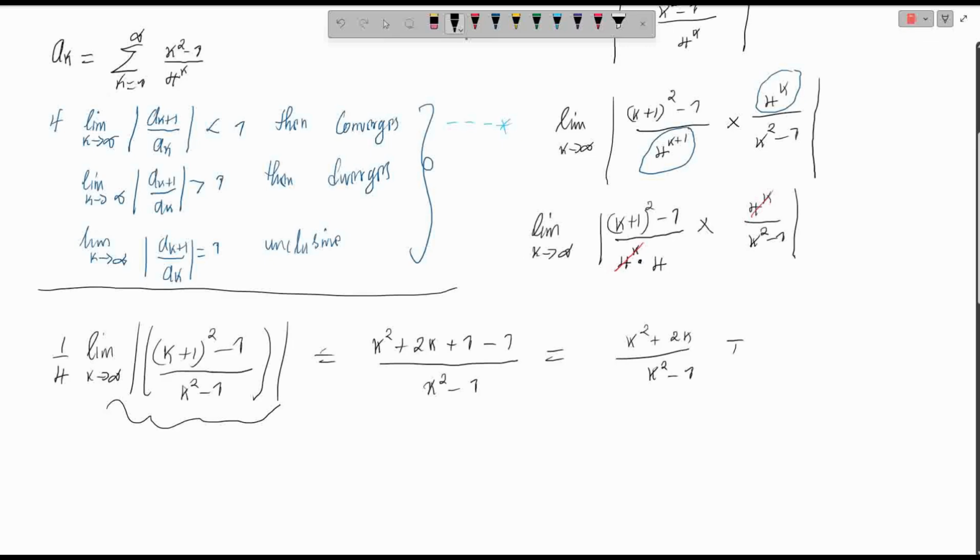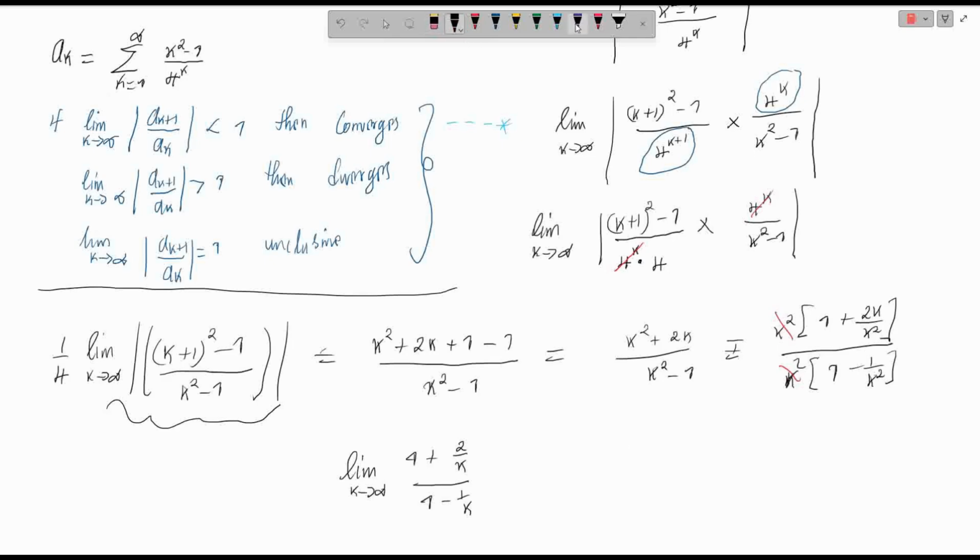Now we're going to factor out k squared in the numerator. We'll be left with 1 plus 2k all over k squared. We'll factor out k squared in the denominator, and it will be 1 minus 1 all over k squared. We notice that our k squared is going to cancel, so we'll be left with the limit as k tends to infinity of 1 plus 2 all over k divided by 1 minus 1 on k.